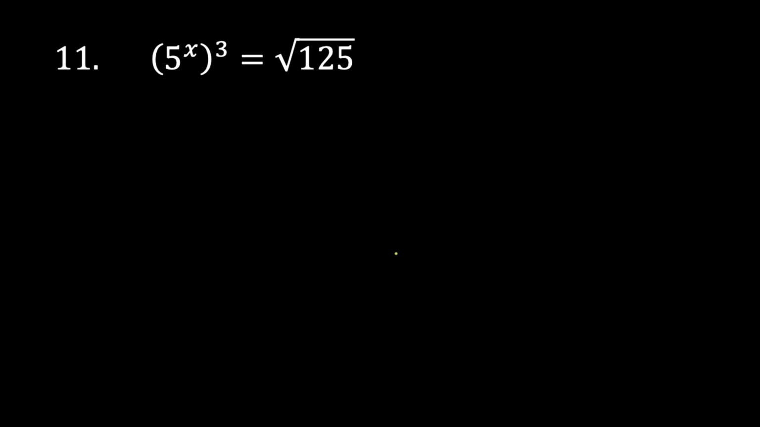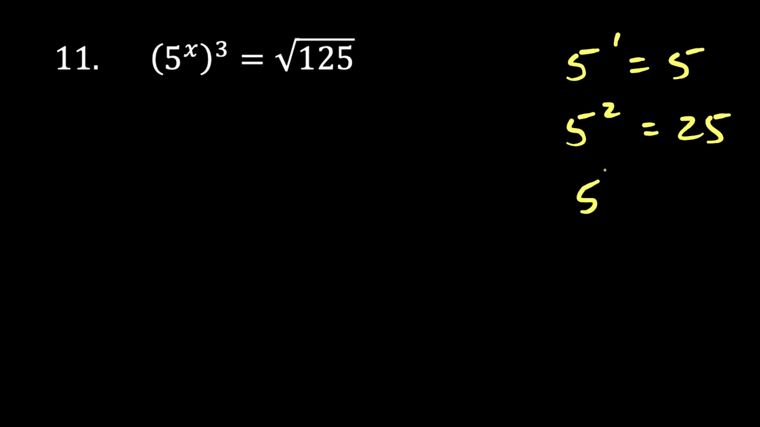Number 11, getting a little tricky here. You may recognize 125, what that is. It ends in a 5, so 5 to some power would work. So let's just write a few things down to help you out. 5 to the first is 5, 5 squared is 25. If we multiply that by 5 again, we get 125. So we could rename 125 as 5 to the third.